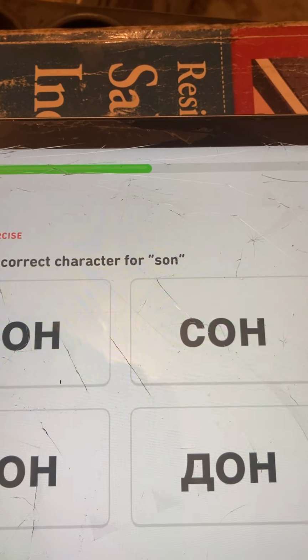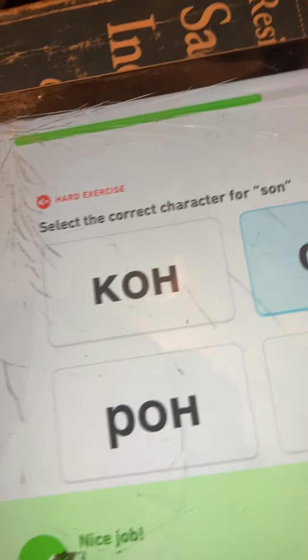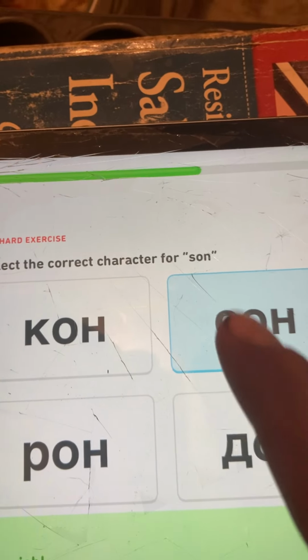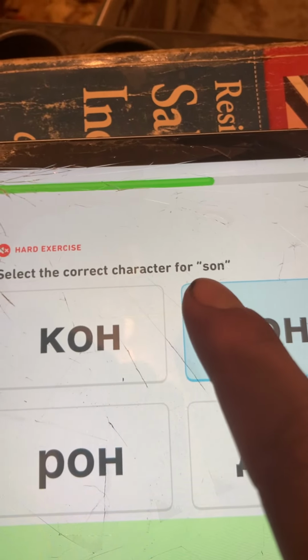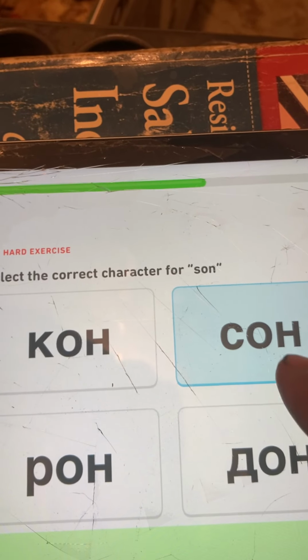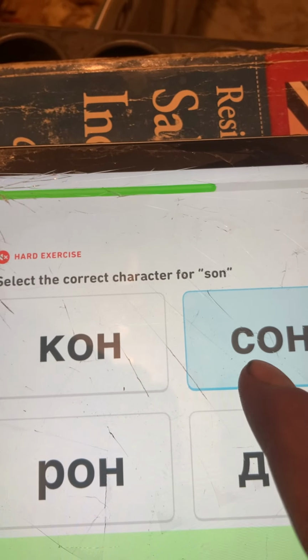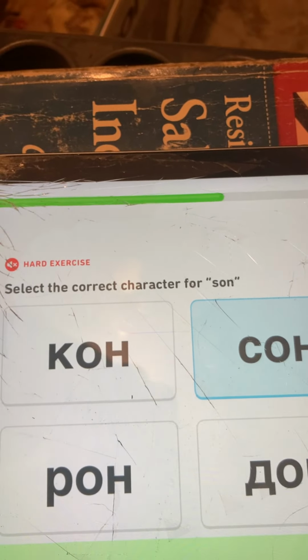Son. Oh, that's easy. Nailed it. The reason is because the C sounds like an S in English. O sounds like an O. This one's a little tricky. The H in Russian is an N in English. The reason it was a giveaway is because none of these started with C.